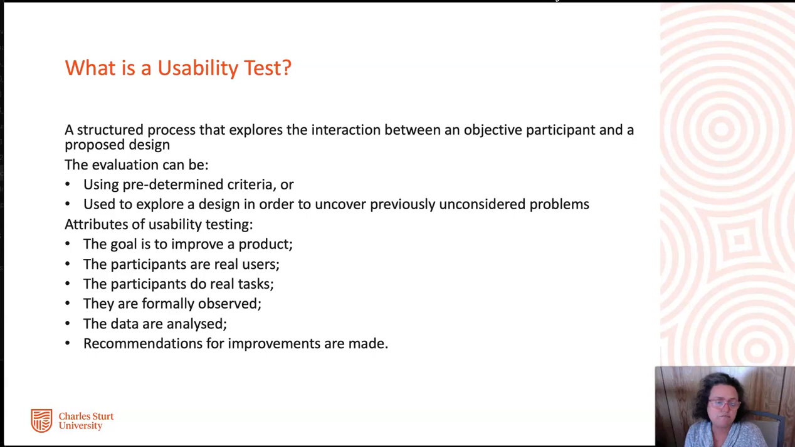So the attributes of usability testing: the goal is to improve a product, to use real users, to do real tasks, and they're formally observed. They're not necessarily just left out in the wild. They need to be observed. The data needs to be analysed, and recommendations for improvements are made. Usability testing is vital.